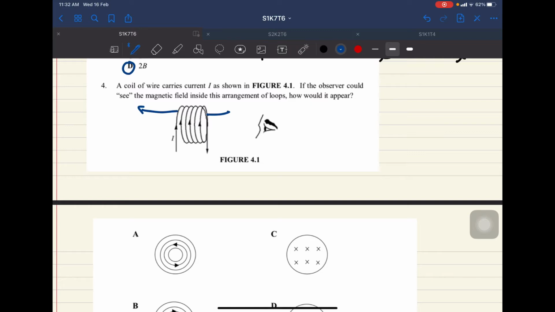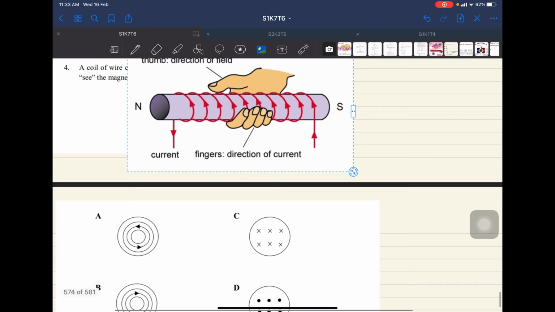Like that. And since you are looking from this part, you see that it is as if it is going into the page. So the answer is C. Okay, so I just want to show you. This one is the same case.